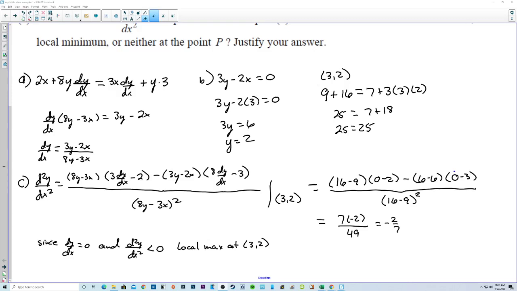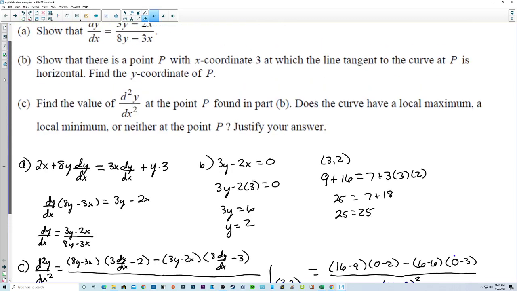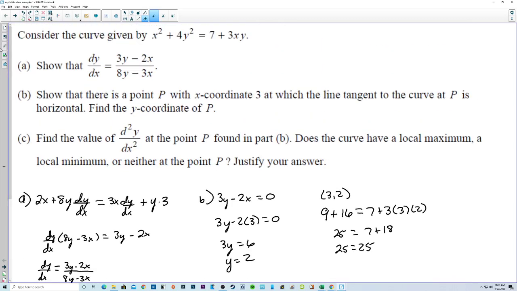This is implicit in class examples. And there's not a whole lot of implicit questions that I've seen on past AP tests, but they do exist. There have been some, so we're going to cover it. Consider the curve given by x squared plus 4y squared equals 7 plus 3xy. Show that the derivative is this.